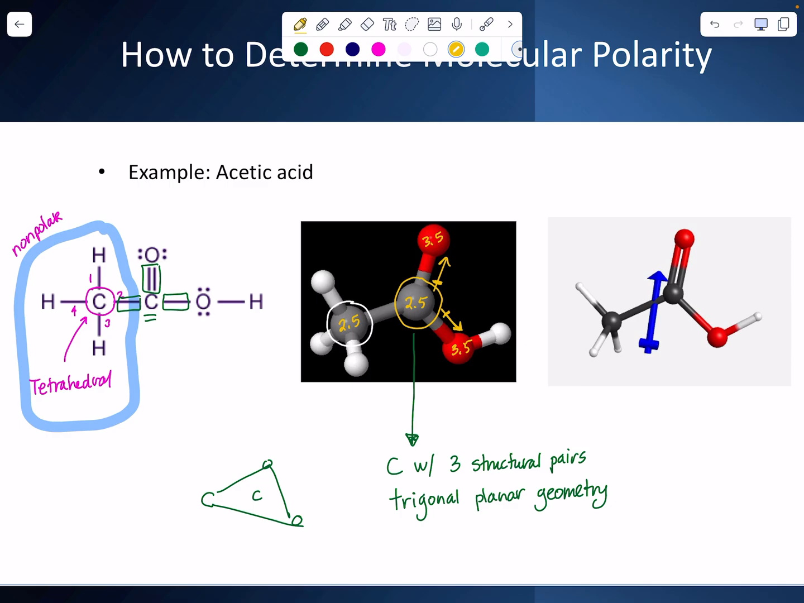So if we're looking at this triangle, it's trigonal planar geometry, and the angle between these two is 120 degrees. They're not at 90-degree angles, so there is going to be a net force. So when we look around this part of the molecule, we would say that it's polar. It's got a net dipole.